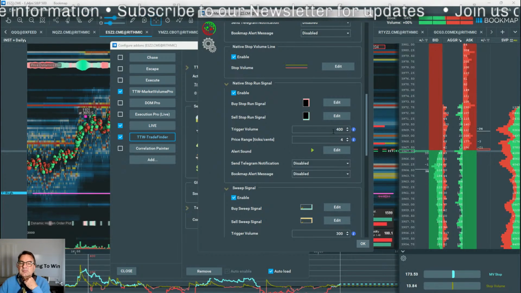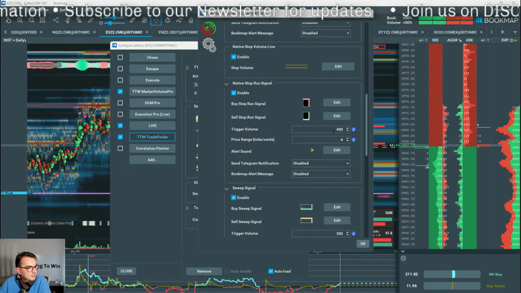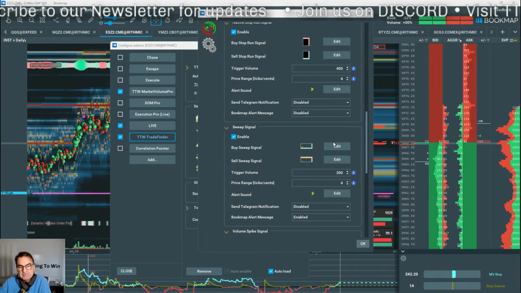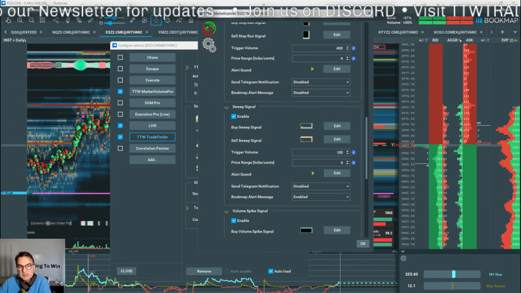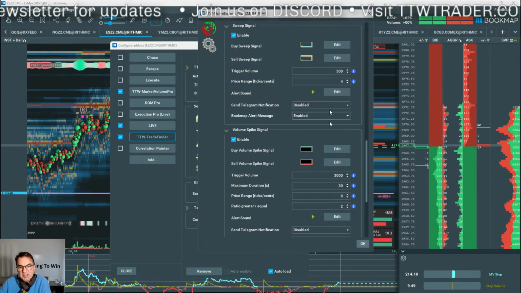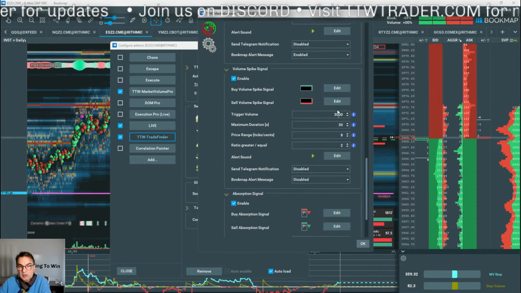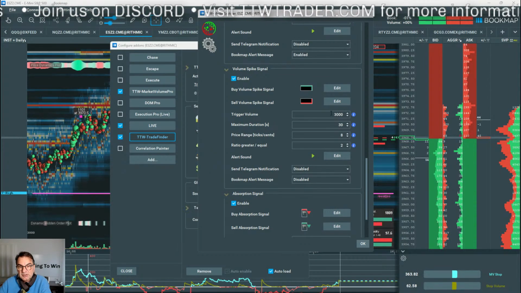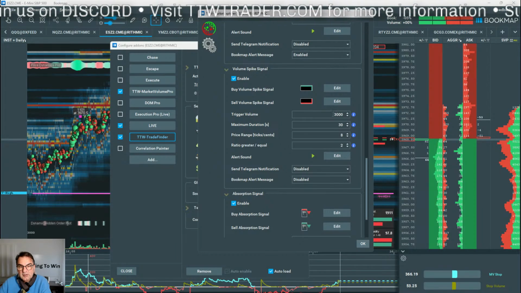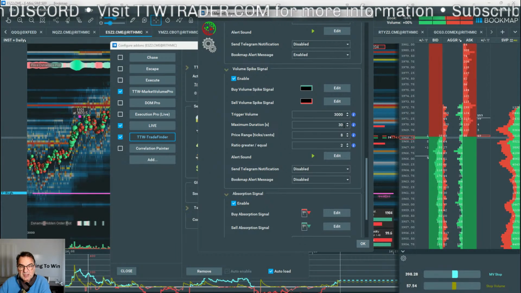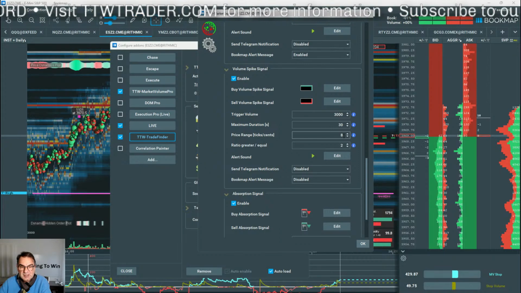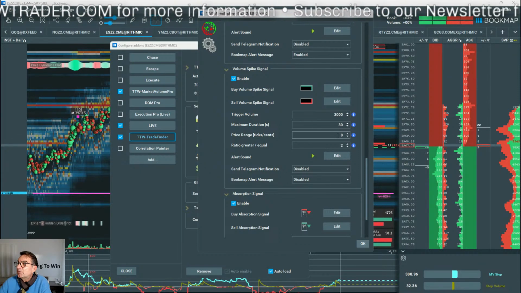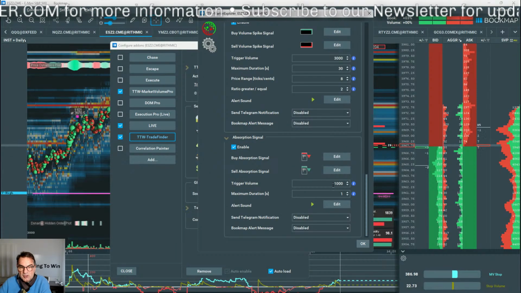That's simply to get the big ones. The sweep signal is 300 on my side. The volume spike signal, however, I always obey these volume spike signals because they're important, is 3000. I want to see 3000 in 30 seconds trading through 8 ticks or 2 points here. 3000 in 30 seconds trading through 8 ticks. And the absorption is 1000.